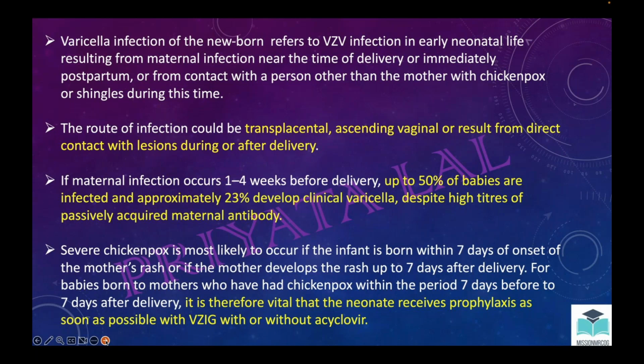Okay, there has been no change here, but it should be highlighted and remembered that if delivery happens within 7 days of onset of rash, or the mother develops a rash within 7 days after delivery, the baby would be at risk of having severe infection. So the baby should get prophylaxis, either with varicella zoster immunoglobulin, with or without acyclovir. This part is important, mostly for part 2 people, it is necessary to know.